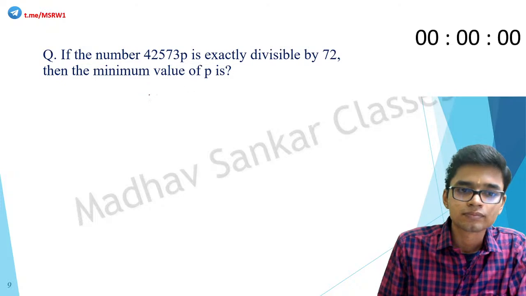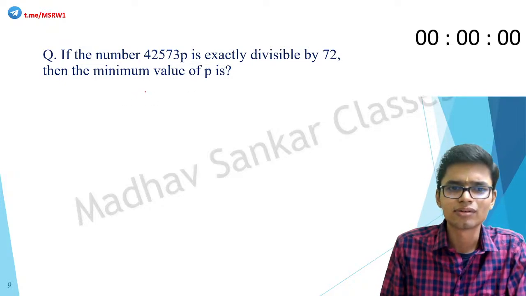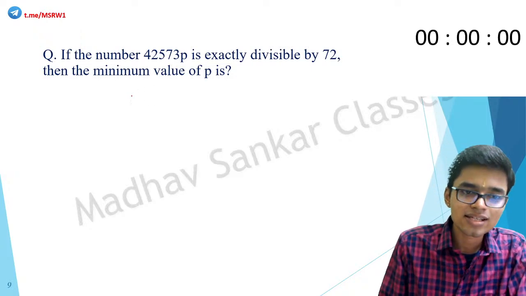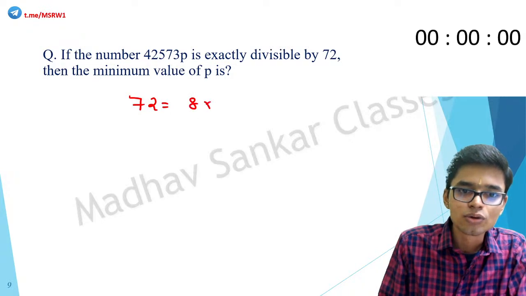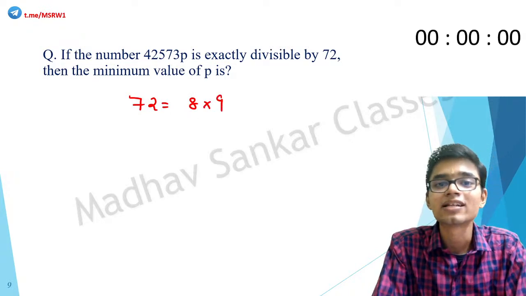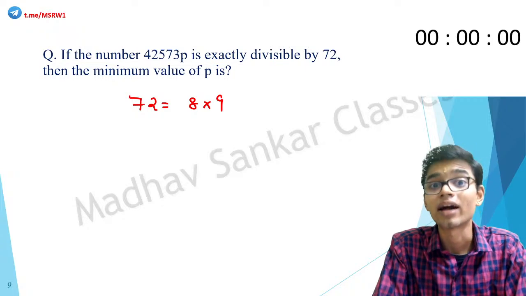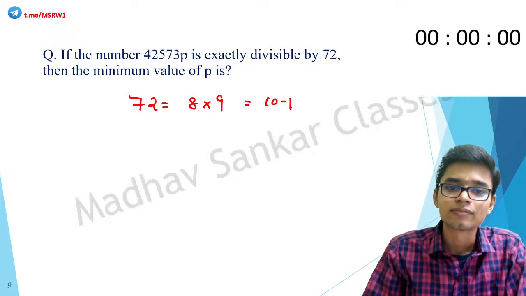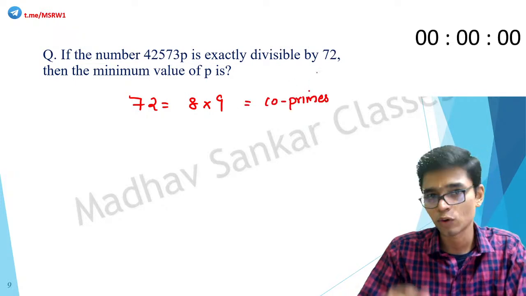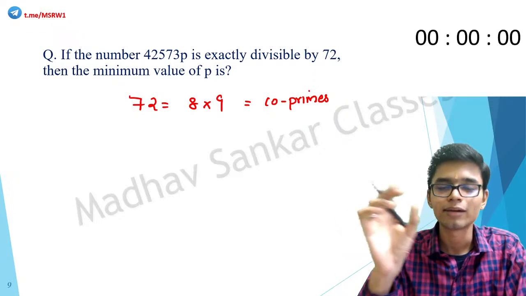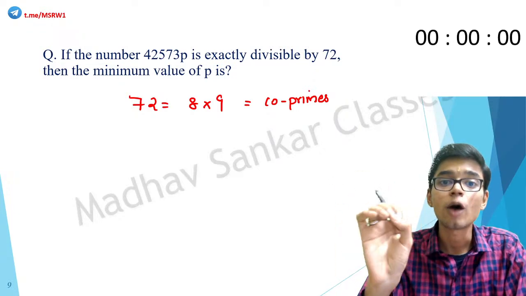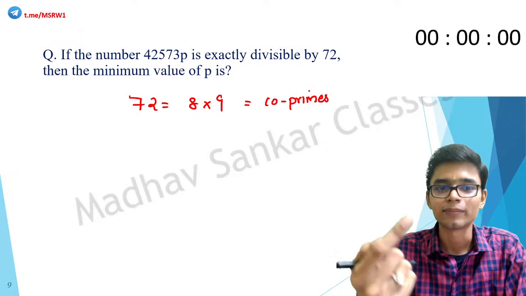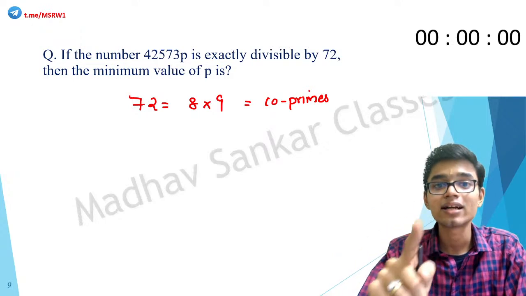We do not have a standard test for divisibility by 72 or anything. So how would we rewrite 72? We factorize 72 as 8 into 9. We know the divisibility test for 8 and we know the divisibility test for 9. And what is the unique property of 8 and 9? 8 and 9 are co-primes. I hope you remember, what are co-primes? Co-primes are numbers A and B such that the highest common factor of these two numbers is 1. The highest common factor between 8 and 9 is 1. So 8 and 9 are co-primes.